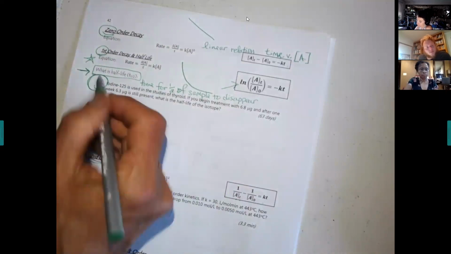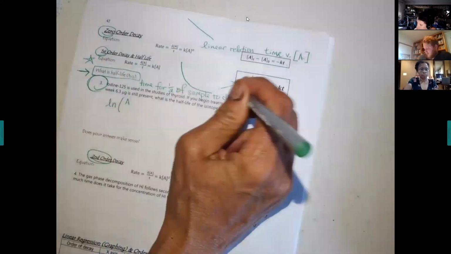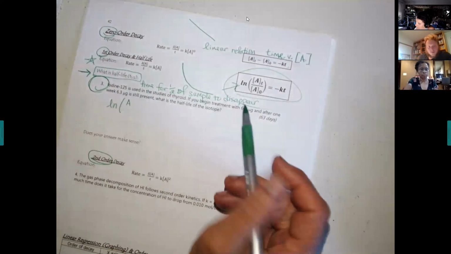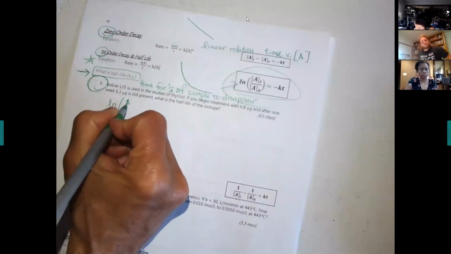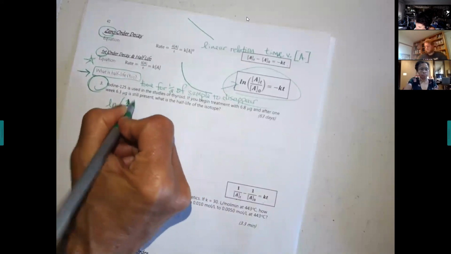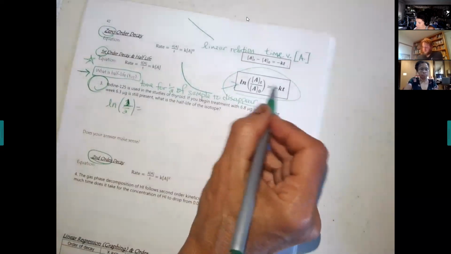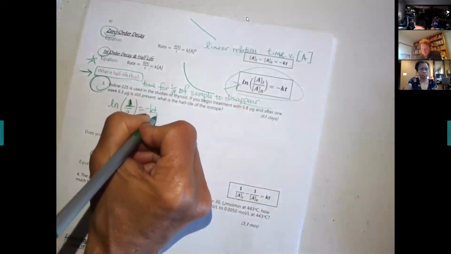And so the equation I showed you the other day was this equation up here. But for half-life, you just put it in as natural log, sorry, I'm going to change that to of 1/2, that's a 1 over 2, equals negative k times t 1/2.